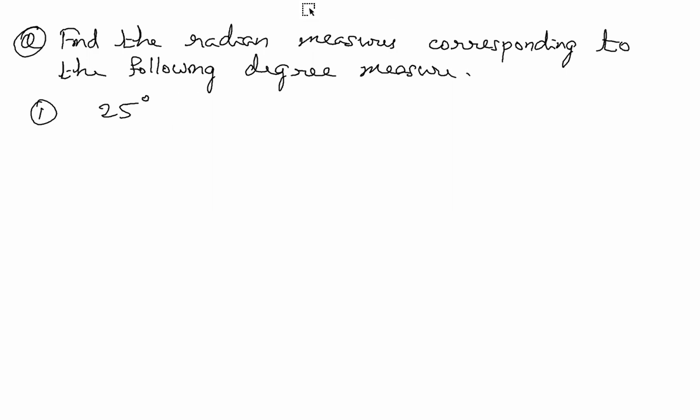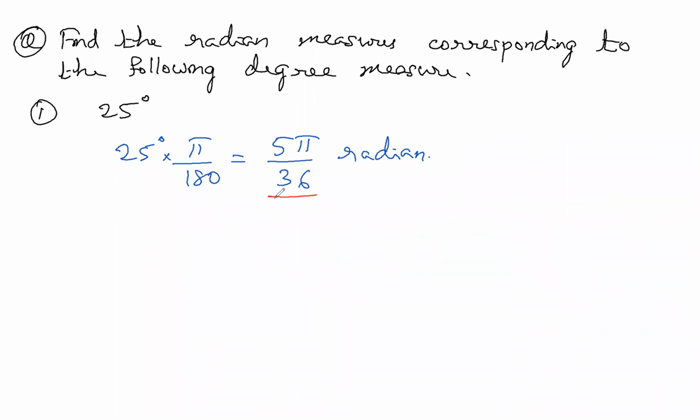So the answer will be, if anybody got the answer, please tell me. 25 into pi by 180. So we can cancel out this 25 and 180. By 5 it is possible, right? So you will get 5 pi by 36, in radians. So 5 pi by 36 is the radian measure.